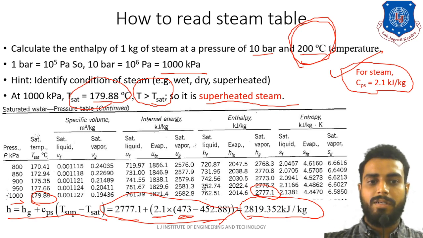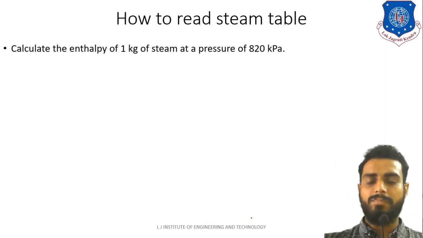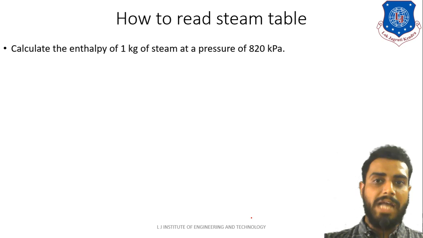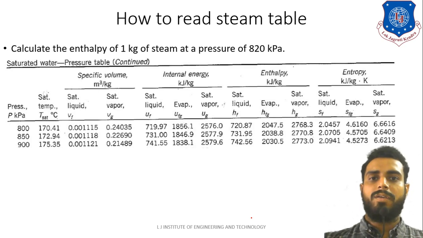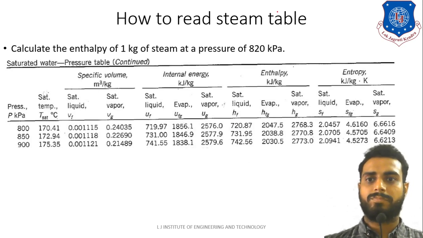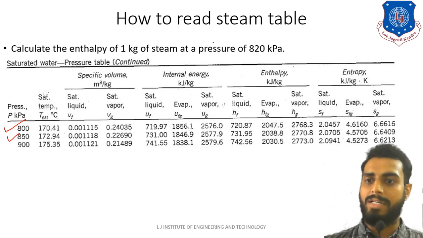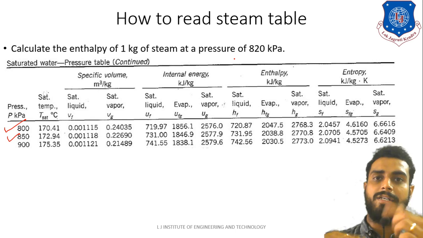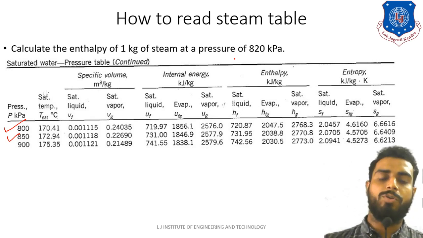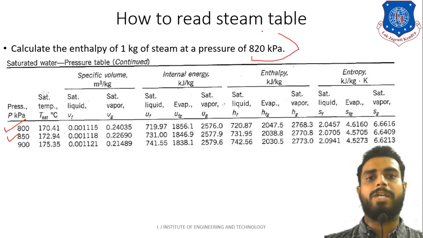Let's move further. Calculate the enthalpy of 1 kg of steam at a pressure of 820 kilopascal. Now this is most important. As you can see over here, we are given the pressure of 800 kilopascal and 850 kilopascal only. So we do not know the values at 820 kilopascal. That is the intermediate pressure, so you have to do interpolation to find the values at 820 kilopascal.